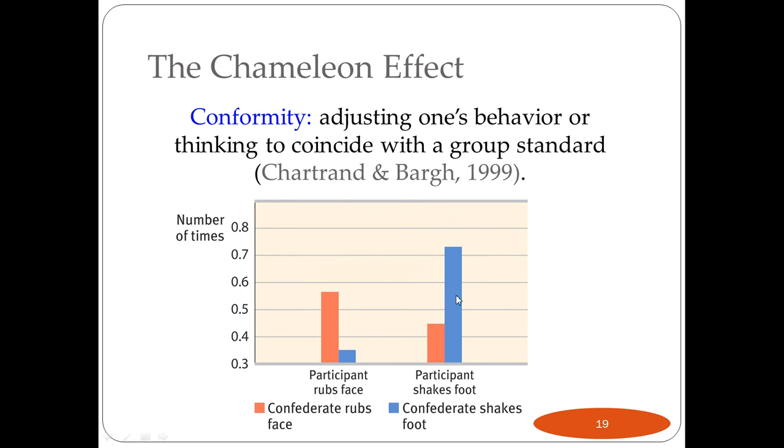We see the same is true for the shaking of the foot. So the basic takeaway is that if we see people engaging in certain behaviors, we tend to mirror those behaviors. And this is not something that is distinct to humans in any way, shape, or form. If you've seen that video of the man and there's a primate standing behind him at the zoo and the primate is mimicking his actions, this is conformity. This is exactly what's going on here.